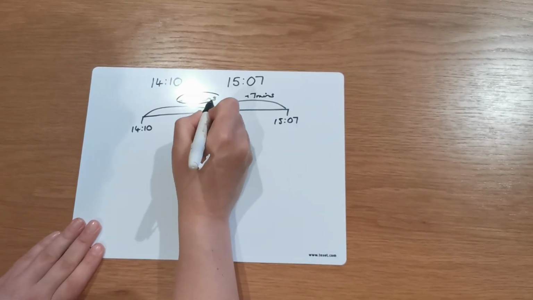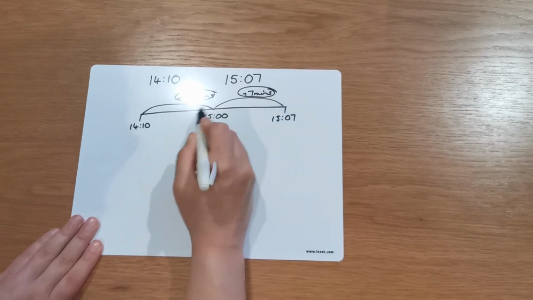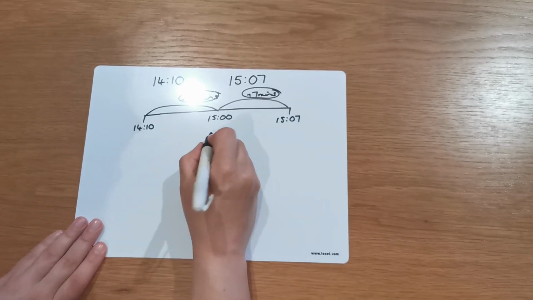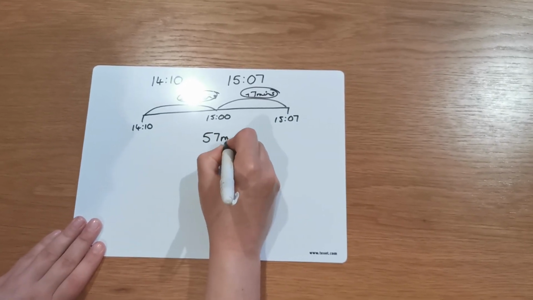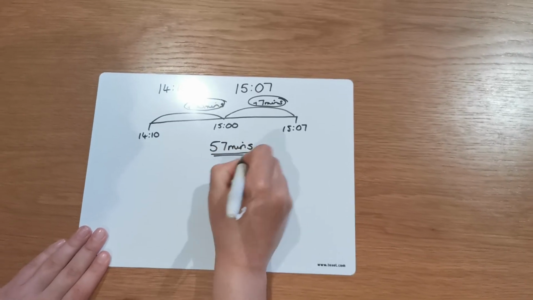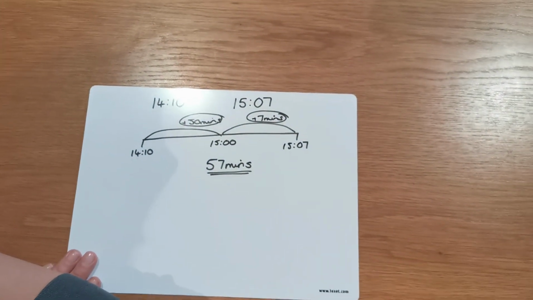And then all I need to do is add the jumps together. Excuse my jumps there. 7 minutes is a very big jump. But you get the concept of the calculation. So I've been for a run for 57 minutes.